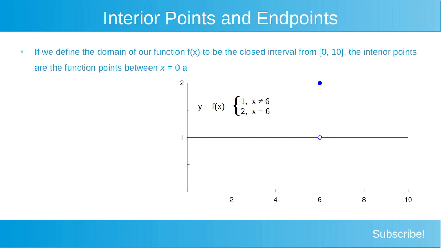If we define the domain of our function f of x to be the closed interval from 0 to 10, shown here on our plot, the interior points are the function points between x is equal to 0 and x is equal to 10 for this function. And the endpoints for this function are the function points at x is equal to 0 and x is equal to 10.